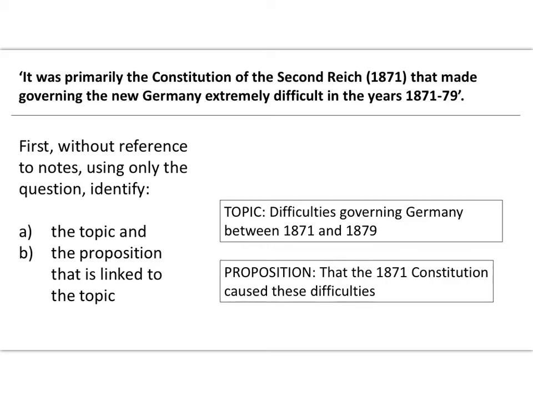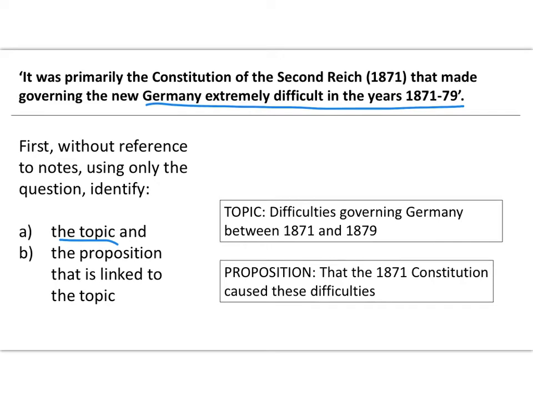So separate the topic from the proposition. Now basically the topic, which I'll use blue for, the topic is the event, what happened, the core of what the question is about. So in this particular case, the event is Germany was extremely difficult to govern in the years 1871 to 79.